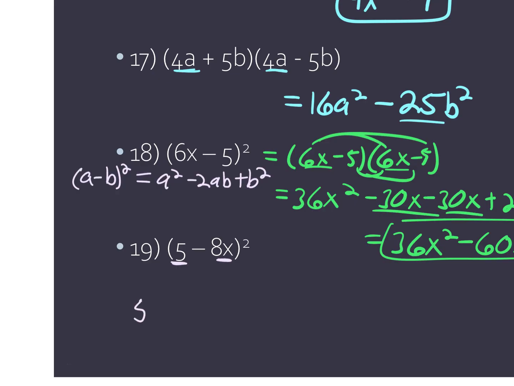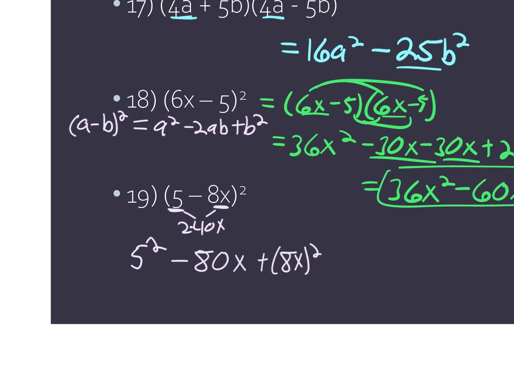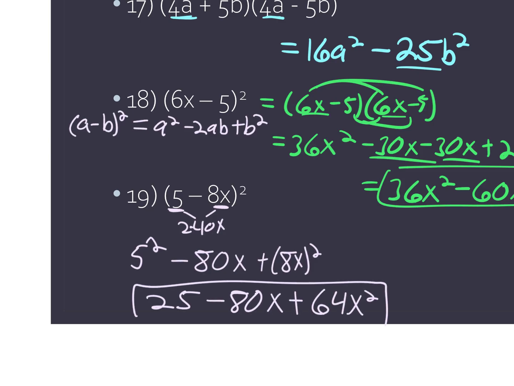So all we're going to do is 5 squared, so square the first. And then at the end, I'm going to do plus 8x squared, square the last. Multiply 5 times 8, which is 40x, and then double it. So negative 80x. And then once you simplify this, you get your answer. So 25 minus 80x plus 64x squared. All right, so you can see once you get a special product, it should make it a lot faster than FOILing.